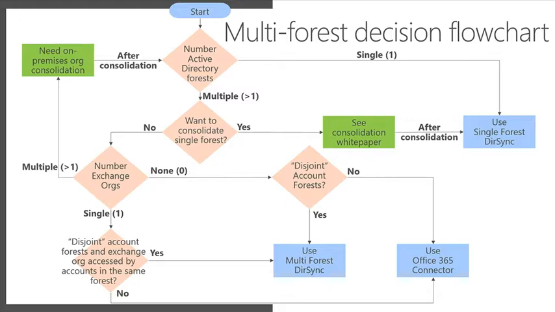But if you're able to consolidate, we have a really big white paper that will help you to do that. So after consolidation, bam, you're done. We're okay. We're on to Office 365. If you don't want to consolidate and you have multiple Exchange orgs, so you have Exchange servers in different forests, then we need to consolidate those. So it's just account forests that we can handle.